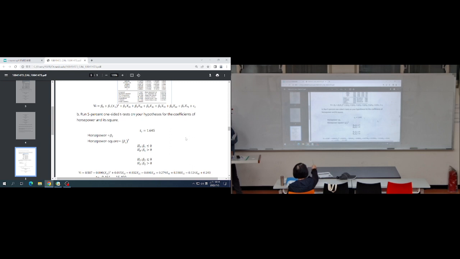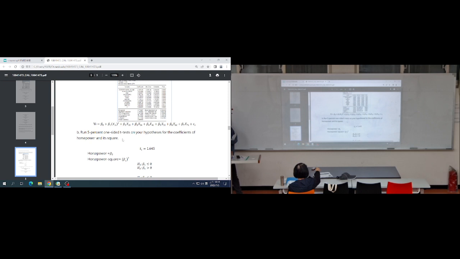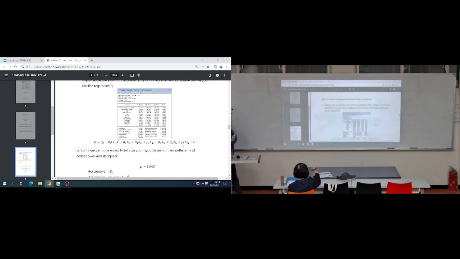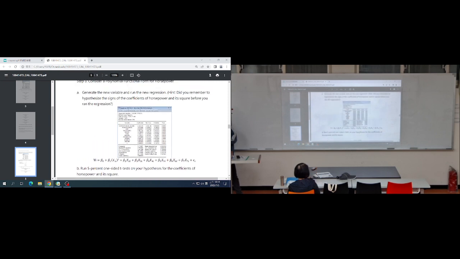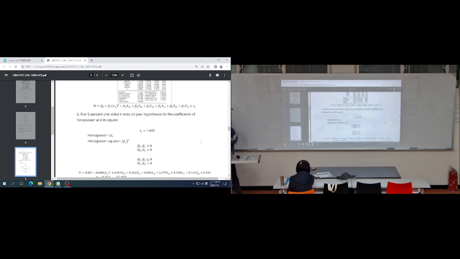What do you mean by horsepower square equal to beta 1 square? The horsepower square, how? Go down, put that. What do you mean by horsepower square equal to beta 1 square? What does that mean? I mean, okay.